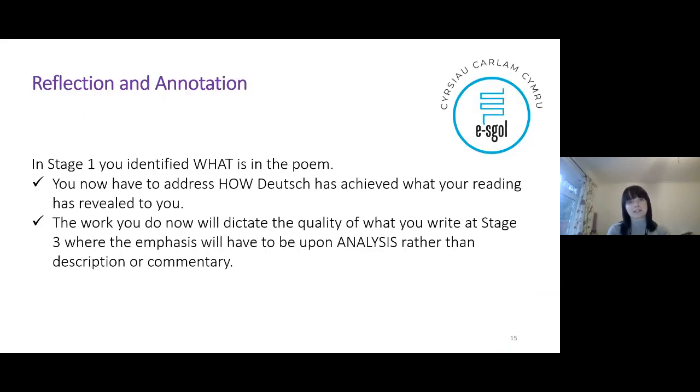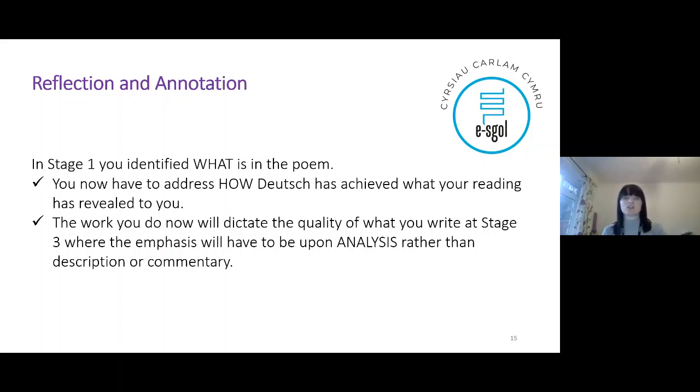So then we get to this next point where we're going to start to reflect and start to annotate. In that first stage, you identified what was in the poem. Now we've got to think about how. So you now have to address how the poet has achieved what you're reading and what it has revealed to you. The work that you're doing now, your annotations, is most definitely going to dictate and impact the quality of what you write when you get to stage 3.